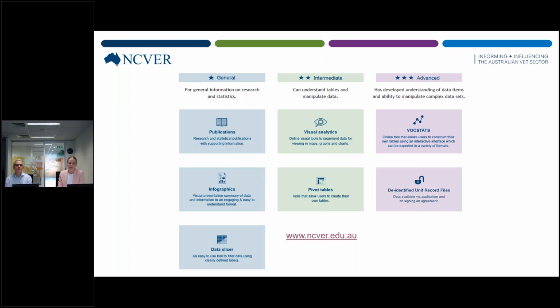Our data products and reports are produced with 3 levels of data users in mind: general, intermediate and advanced. Today we will be demonstrating our publications, infographics and some data visualisations covering some of the general and intermediate data products. NCVER also publishes in-depth research and statistical analysis, as well as high-level summaries and highlights.